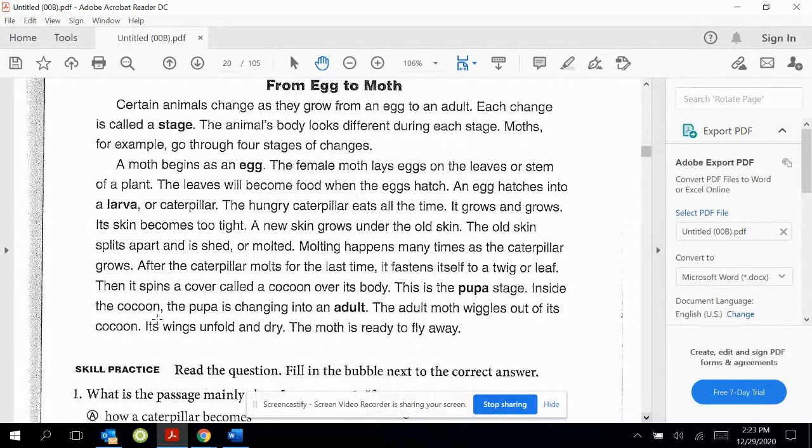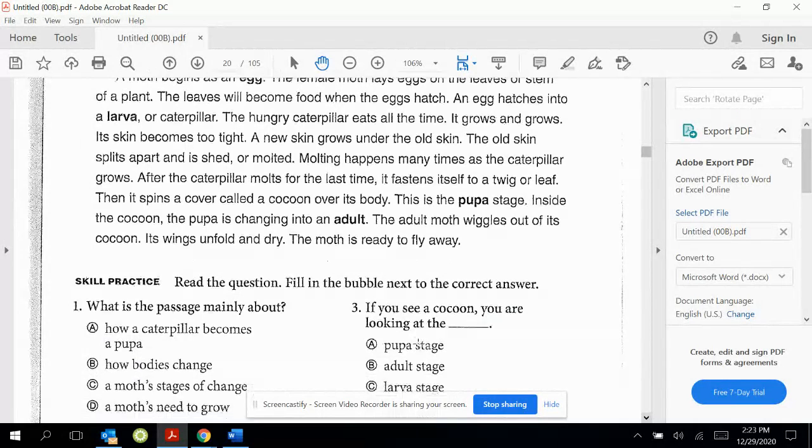This is the pupa stage. Inside the cocoon, the pupa is changing into an adult. The adult moth wings out of its cocoon. Its wings unfold and dry. The moth is ready to fly away.